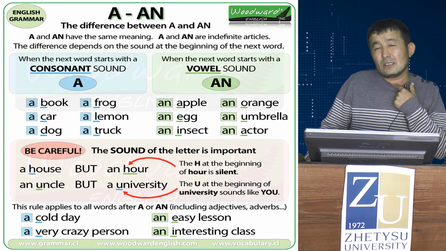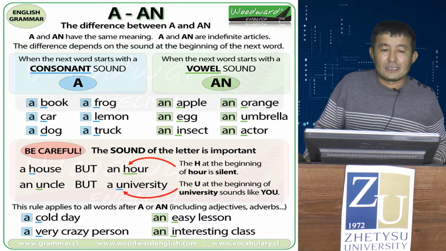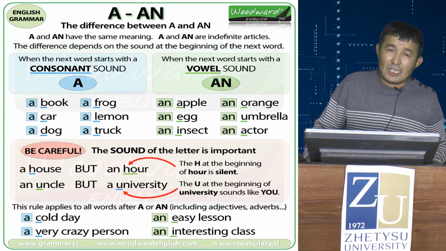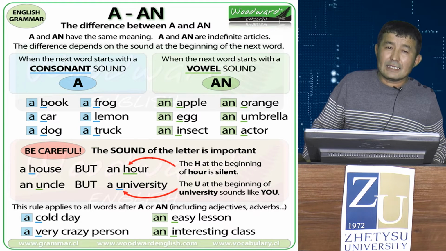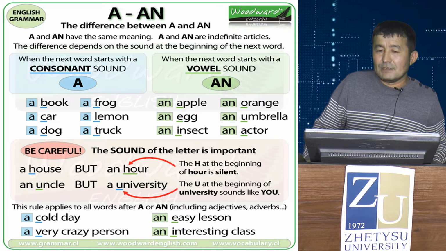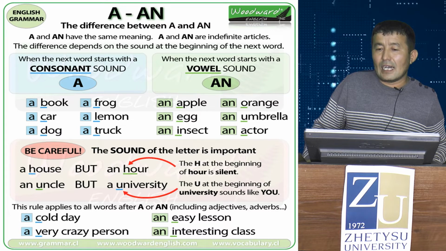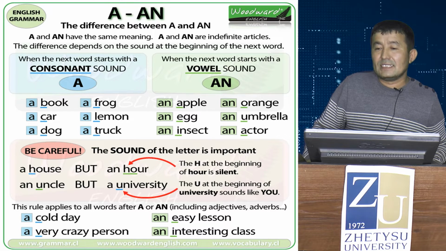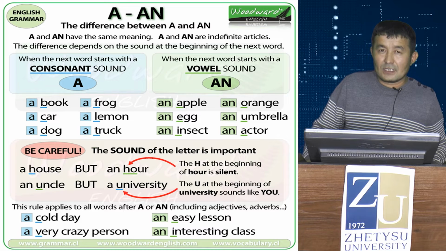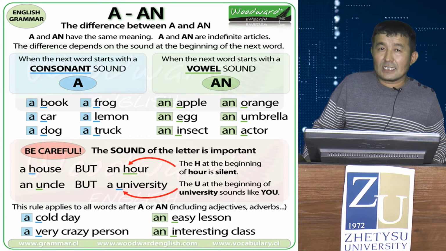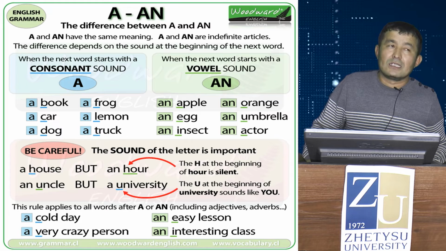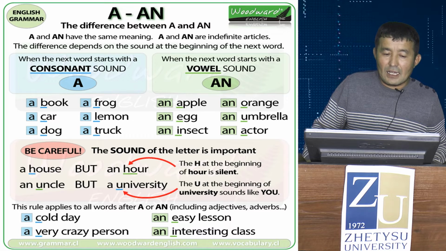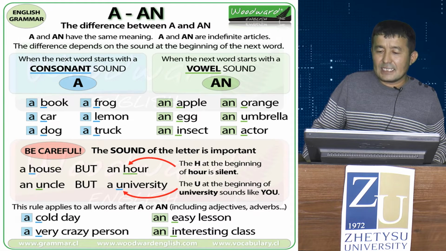Somewhere we can understand when we use a and when we use an. And they have the same meaning. You see that you know about it. A and an mean the same, indefinite articles, the difference depends on the sound at the beginning of the next word. Yes, if the word begins with a consonant, we use a. If the word begins with a vowel, we use an. And be careful, the sound of the letter is important.